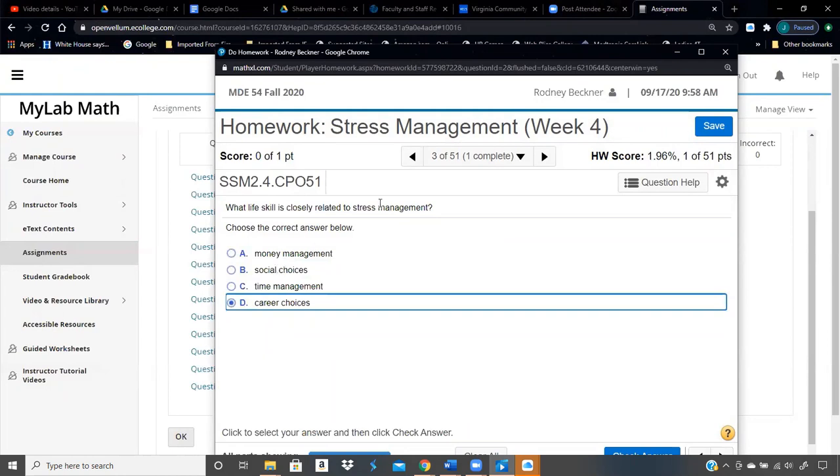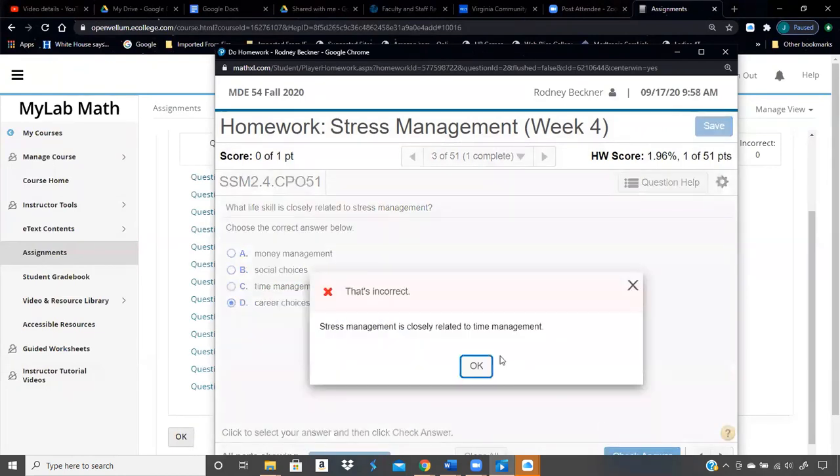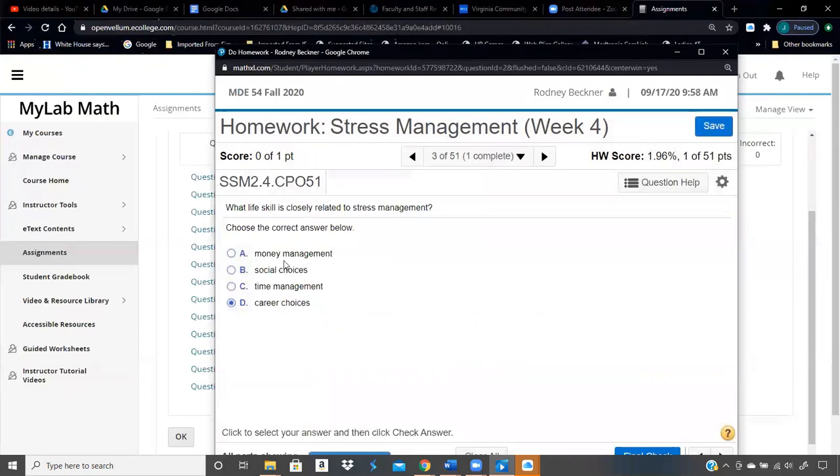Social choices, they just talked about in the last question, stress management on a social choice, but it's not the only type of stress that we can see. Career choice. Stress management is closely related to time management. Well, wow, they just pretty much gave you the blatant answer that I was trying to avoid.